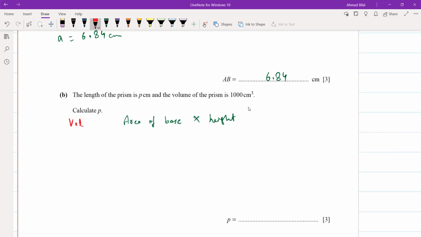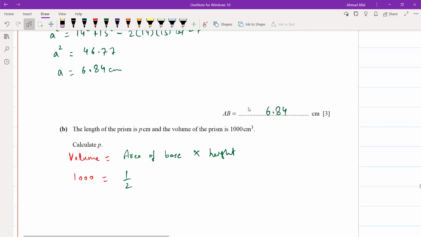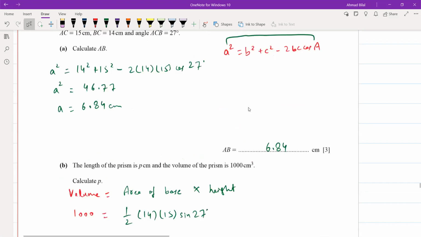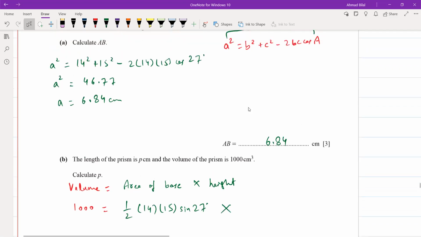फिर क्या करेंगे? We'll say the volume is equal to this. Volume given and that is 1000. That is equal to area of base. Area of base क्या है? That's this triangle. This is the base or cross section. इसका area क्या होएगा? We have two sides and the angle between them. Area of triangle का formula लगा लेते हैं. We have half into 14 into 15 into sine of 27 degrees, right? Half into ab sine C, provided that the angle that we're using is the angle between those two sides. So that is what we're doing here, right? Half into 14 into 15 into sine of 27. Multiplied by the height, यानी के P.